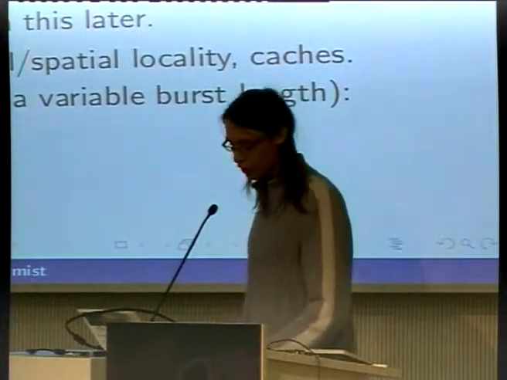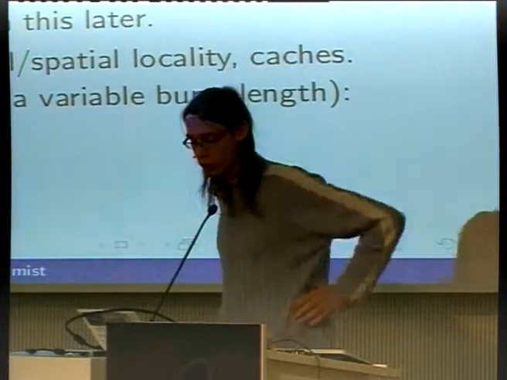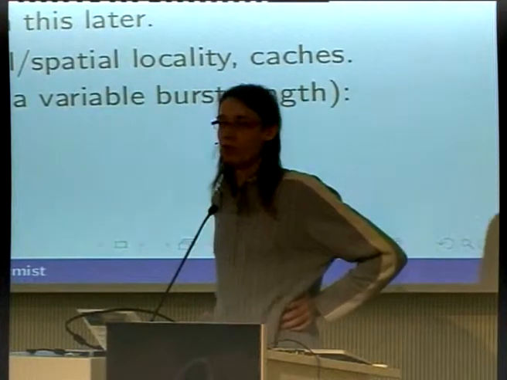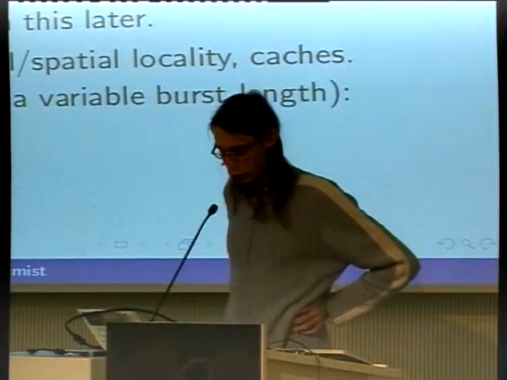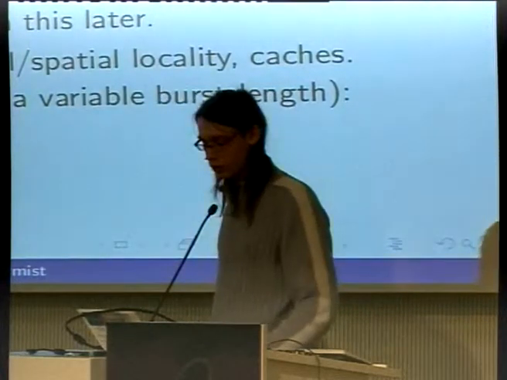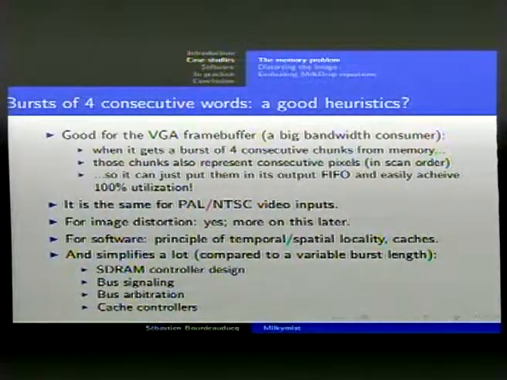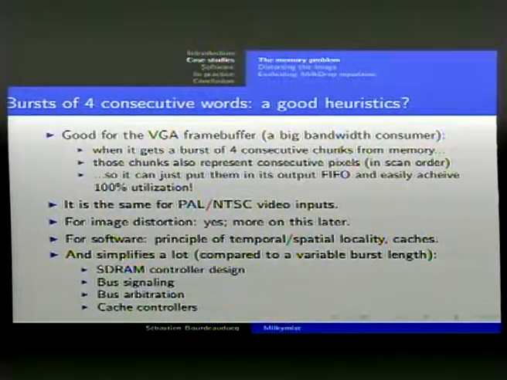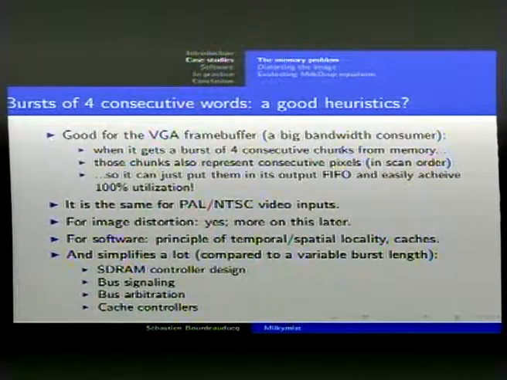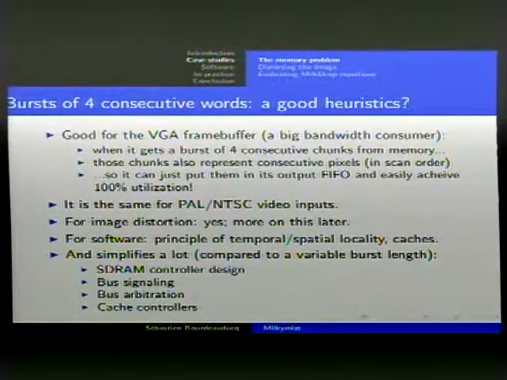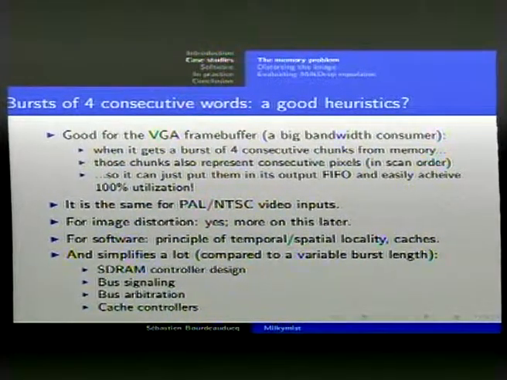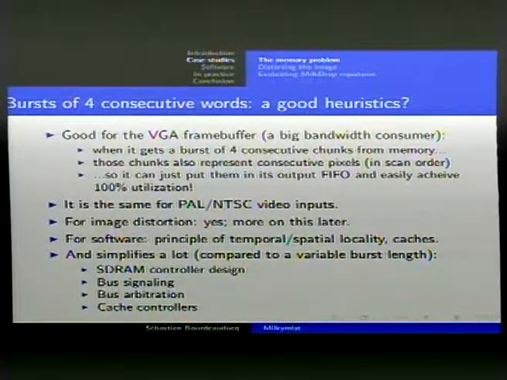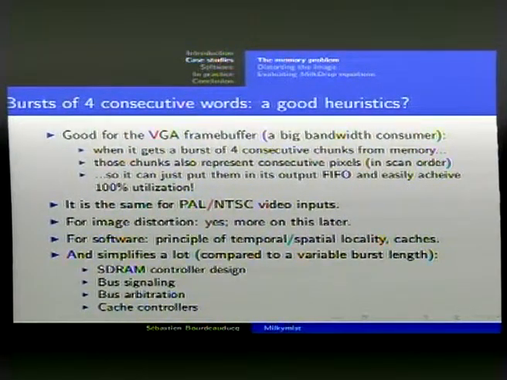So let's see if it's a good idea. Well, is it good for the VGA frame buffer, for example? Well, the VGA frame buffer, as you have seen from the table before, is a big bandwidth consumer. So let's see how we can do that with it. Every time it gets a burst of 4 consecutive chunks from the memory, these chunks also represent consecutive pixels in the screen scan order. So when you get the burst of 4, you just put them into the FIFO, and then you can slice it every time the screen needs a pixel, and you achieve 100% bandwidth utilization.